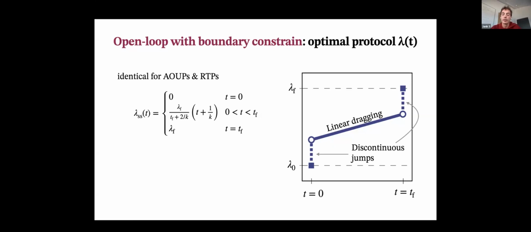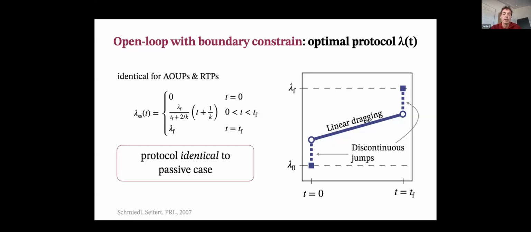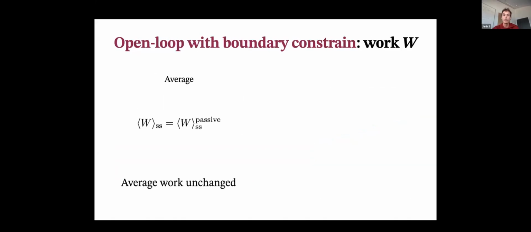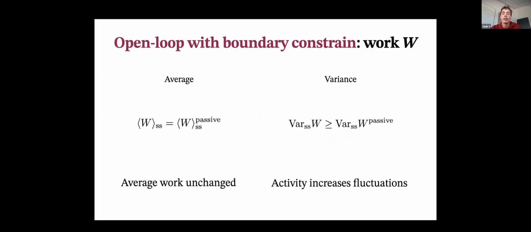This very much reminds us of Sarah's talk earlier, because this protocol is in fact identical to the passive case, which was studied by Schmiedl and Seifert in 2007, and Sarah discussed earlier. The same is true for the work. So the average work associated with this protocol is the same as the passive case. However, the fluctuations are increased. In fact, the variance we can calculate in the active case is increased compared to the passive case. Cool, that's case number 1.